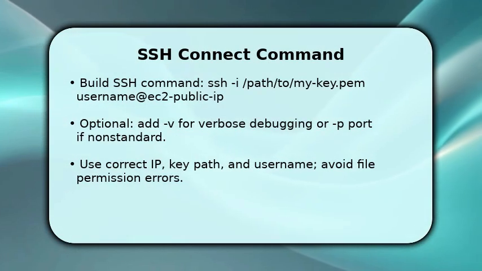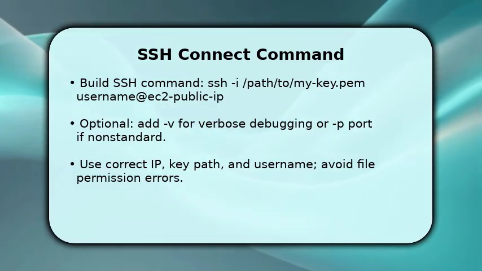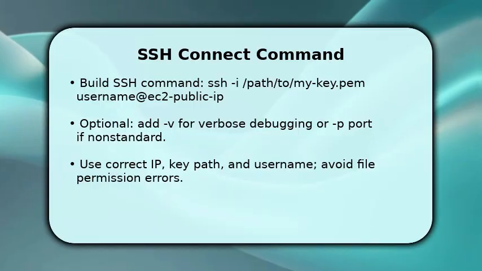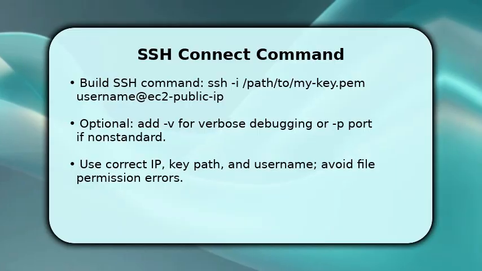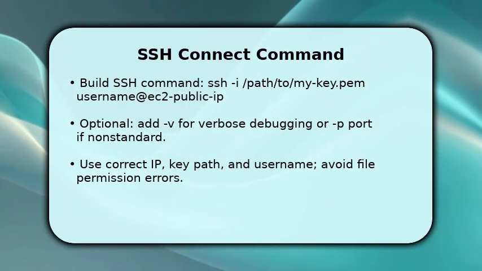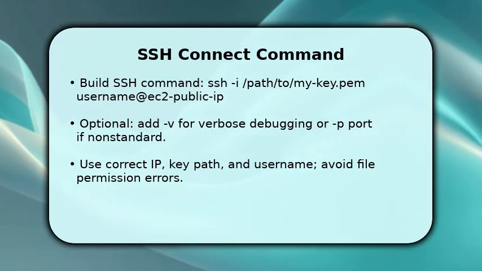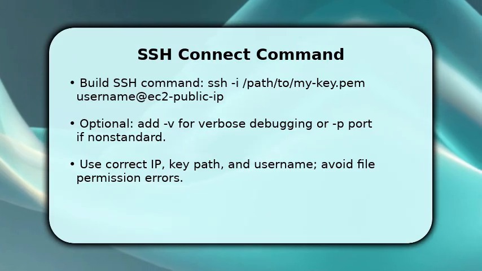Now you construct and run the SSH command in Git Bash. Navigate to the directory with your PEM and type ssh -i mykey.pem ec2-user@54.12.34.56, replacing user and IP with your values. If you need more insight, add -v for verbose output. It prints negotiation details which helps diagnose failures.